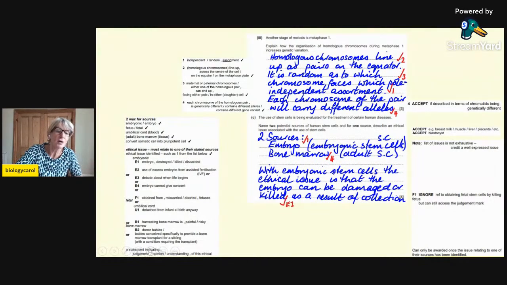Notice the fourth mark down here was for including a statement indicating either a judgment, an opinion, or an understanding of this ethical issue. Now, I didn't do that because, to be quite honest, I did exactly what the question asked me. I didn't expand this last bit of the answer. I got 3 marks out of 4. And to be quite honest, I would never have thought of writing anything like that fourth mark, given the question that was asked. So I'm just not going to worry about it.